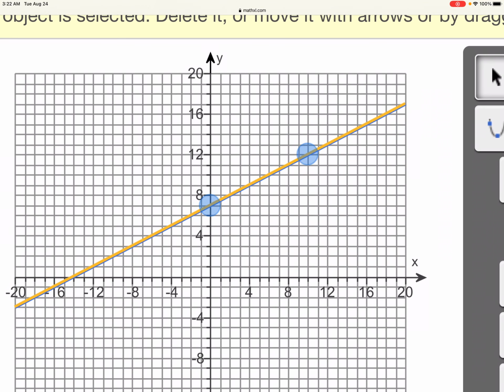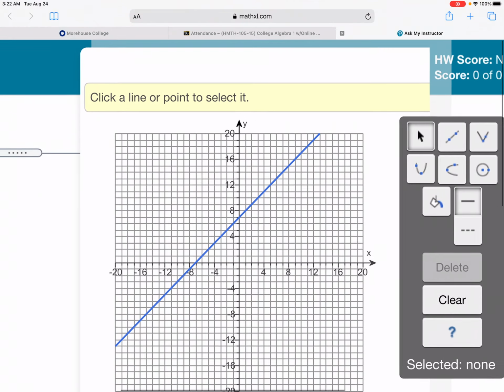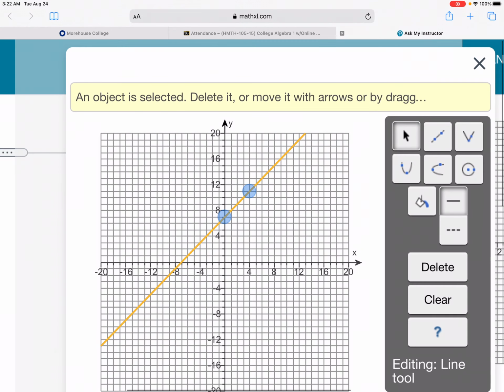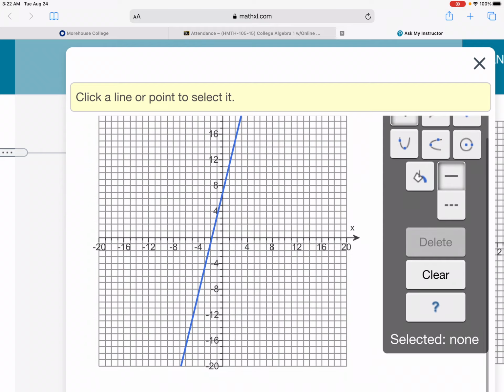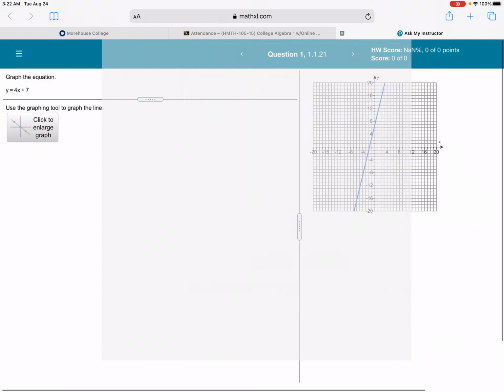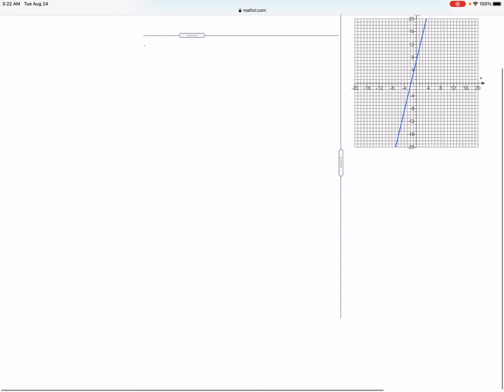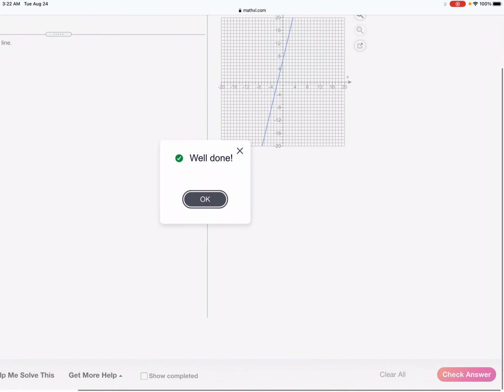So this one needs to be 1, 11, right? 1, 11 right there. So you can click on those individual points and drag them to the proper spot. Okay, I'm going to go with this, save, and then check.